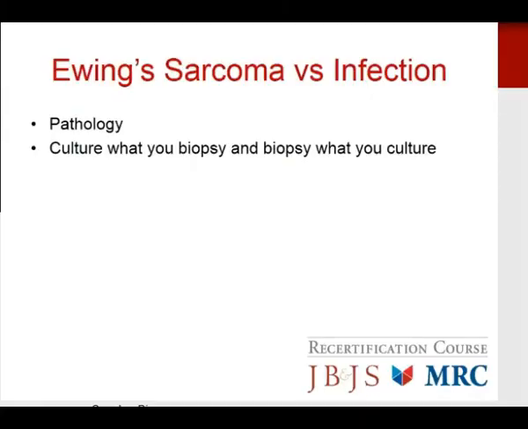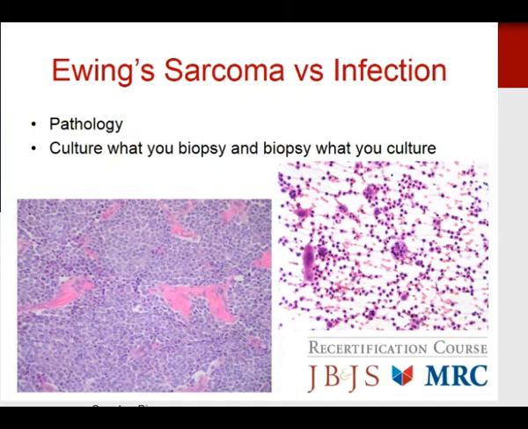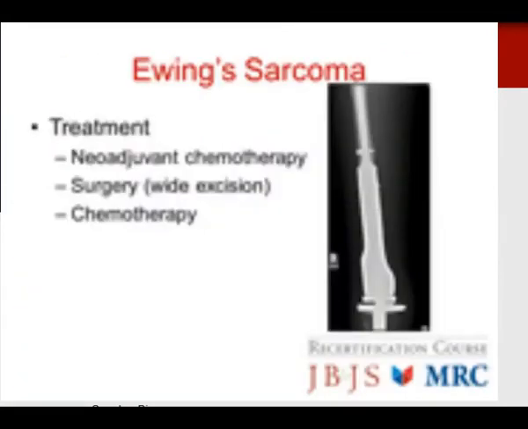Ewing sarcoma, again, can look very much like infection, so culture what you biopsy and biopsy what you culture. This image shows you an infection, and I'm going to show you how it differs from a Ewing sarcoma. An infection has multiple different cell types throughout. You can see in the center of this picture there are macrophages that are phagocytizing all of the small cells that occur around it. In contrast, the image on the left is a Ewing sarcoma, blue cell after blue cell after blue cell after blue cell.